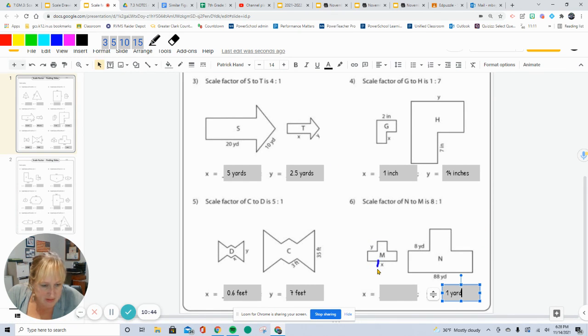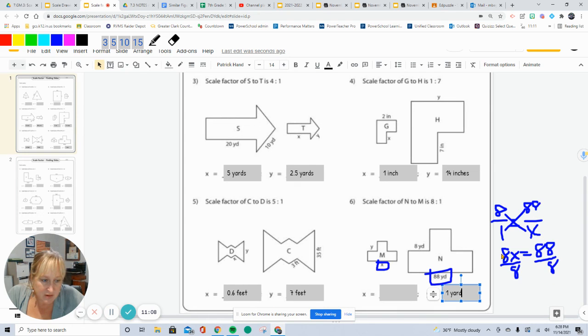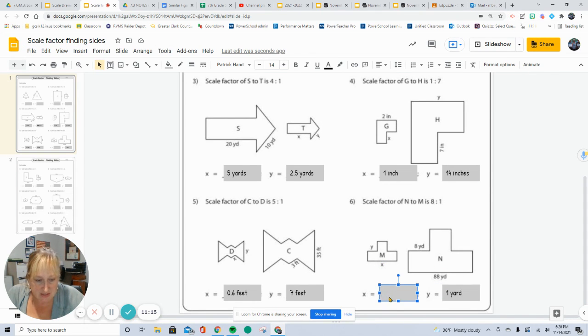And that is x. So it's still 8 over 1. But my little one is x. And the big one is 88. Going to do cross multiplication. 8x equals 1 times 88. It's 88. In order to do this, I'm going to divide both sides by 8. That means I have x over here. And 88 divided by 8 is 11. So that answer is 11 yards.